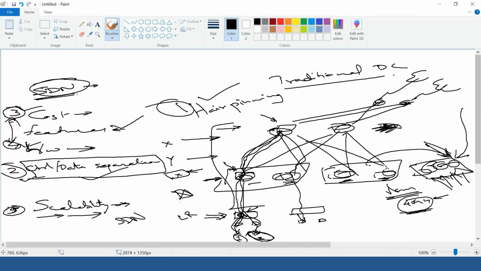Is that clear? So you told five points, right? First is hairpinning. Second, the network management and configuration, all those day-to-day tasks are difficult. That is rectified by making a centralized management plane, a centralized management and control plane functionality.